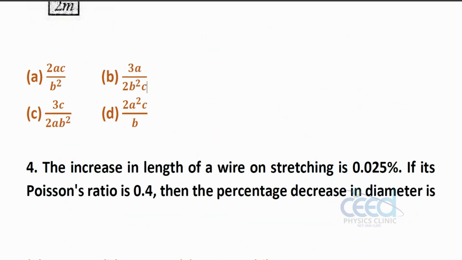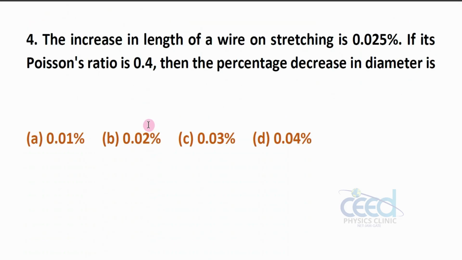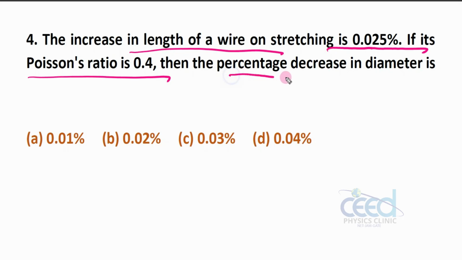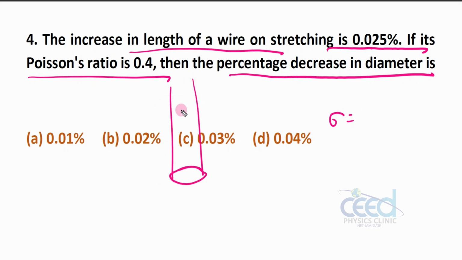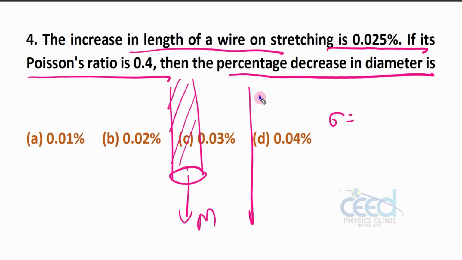Now let us go to another question. The increase in length of a wire on stretching is 0.025 percent. If its Poisson ratio is 0.4, then the percentage decrease in diameter is? See, what is Poisson ratio? Lateral strain by longitudinal strain. One wire is there. Once you put a mass here, its length increases. At that time what happens? The diameter decreases, because of the weight.